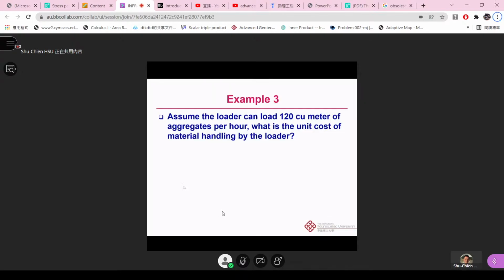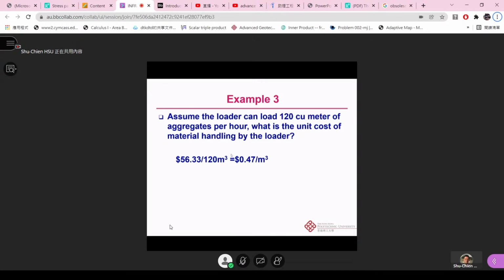Assume the loader can load, because we just talked about the loader, right? If the loader can load 120 cubic meters of aggregate per hour, think about it, probably we want to do some foundation or something like that. So the loader can do this amount of aggregate per hour. What is the unit cost of the material handled by the loader? We can simply calculate it like this: 56.33 divided by 120. So if you want to handle this aggregate, it will cost you $0.47 per cubic meter.